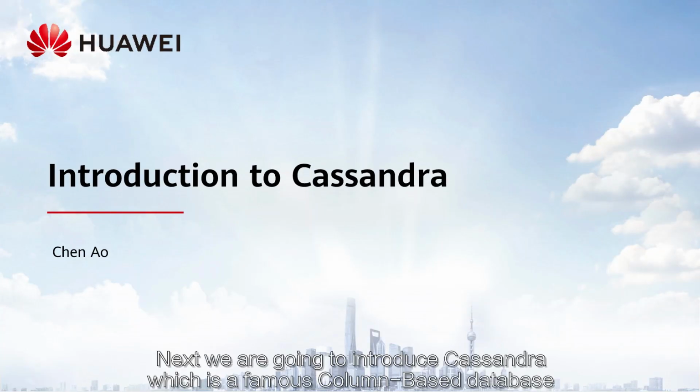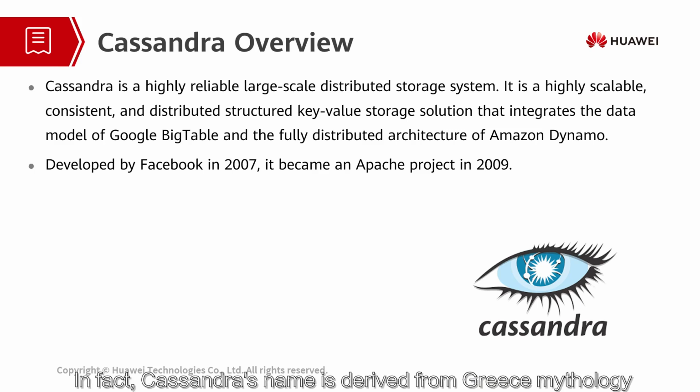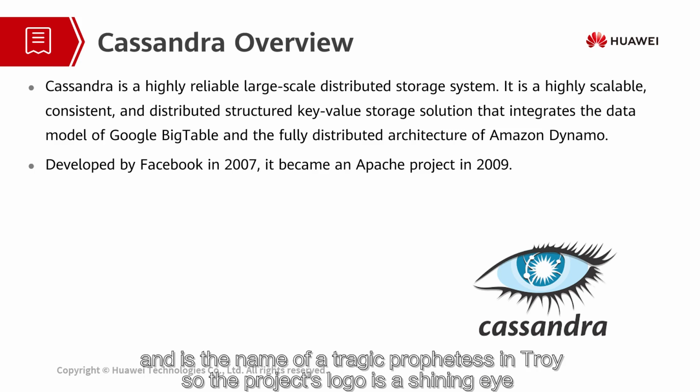Next, we are going to introduce Cassandra, which is a famous column-based database. Maybe some of you have heard about Cassandra before. In fact, Cassandra's name is derived from Greek mythology and is the name of a tragic prophetess in Troy. So, the project's logo is a shining eye.